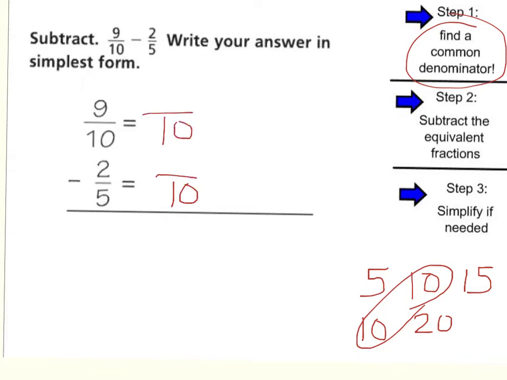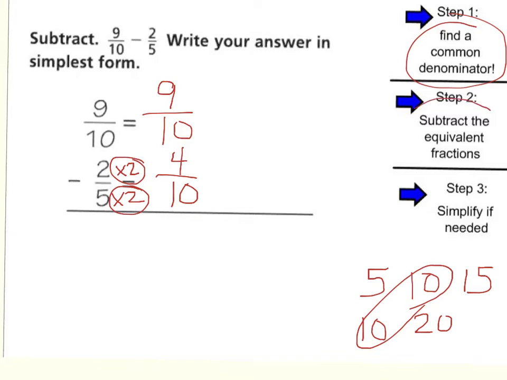So the first one, I need to make an equivalent fraction. 9/10 equals something over 10. Well, because the denominators are the same, I would multiply by 1, and I would still have the same fraction that I began with. 2/5, however, I go from 5 to 10, I'd have to multiply by 2. And what I do on the bottom, I must do on the top. So I would have 2 times 2 is 4.